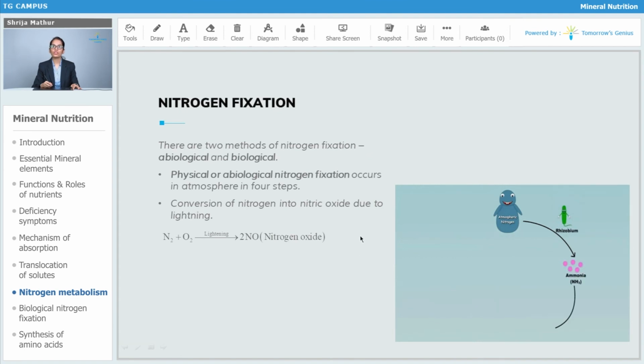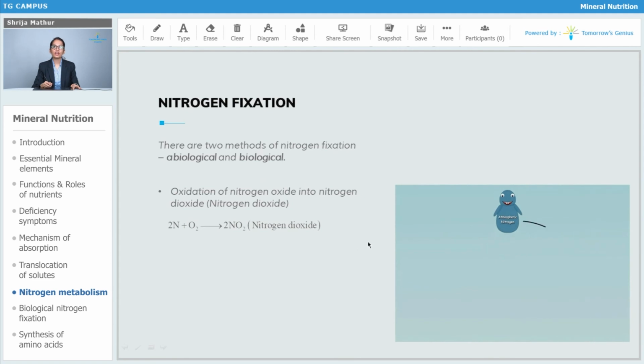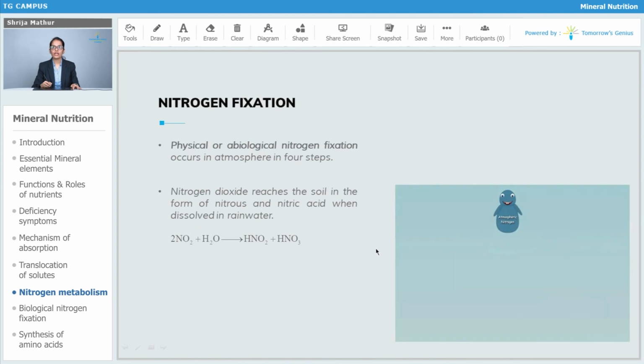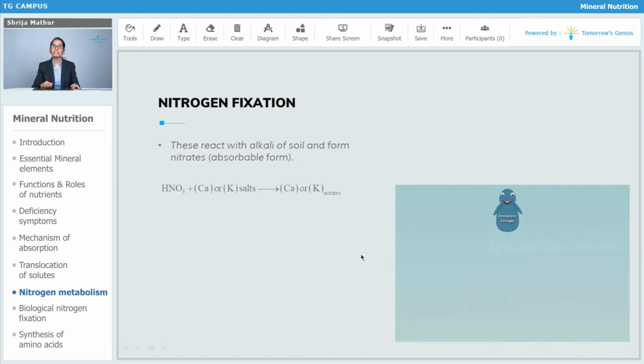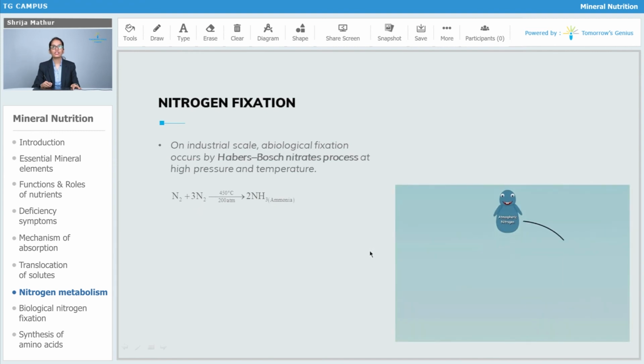The first one is conversion of nitrogen into nitric oxide due to lightning. The second is oxidation of nitric oxide into nitrogen dioxide. Third, nitrogen dioxide reaches the soil in the form of nitrous and nitric acid when dissolved in rainwater. Then these react with the alkali of the soil and form nitrates, which are in the absorbable form. On the industrial scale, abiological fixation occurs by the Haber-Bosch process at high pressure and high temperature.